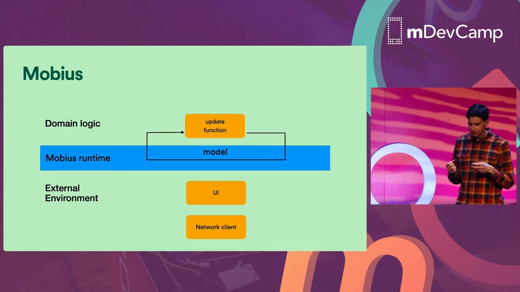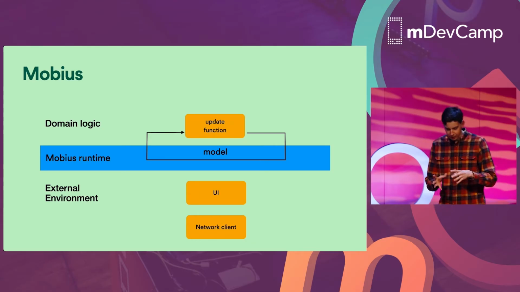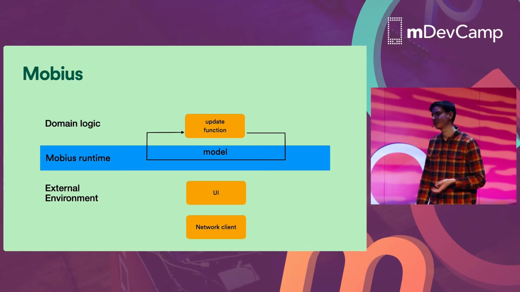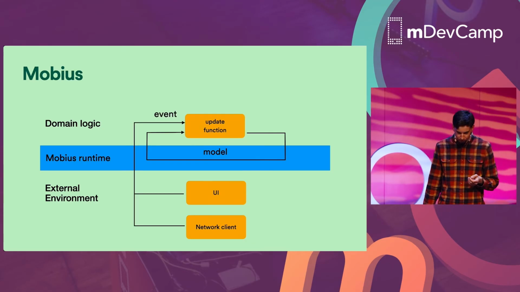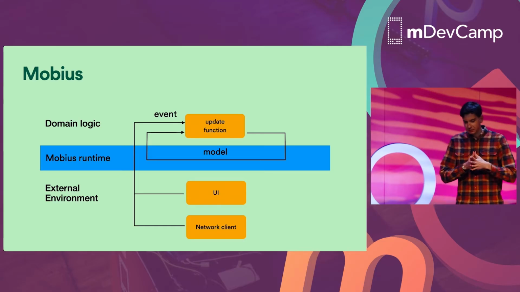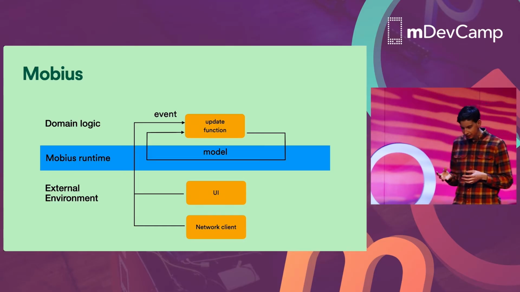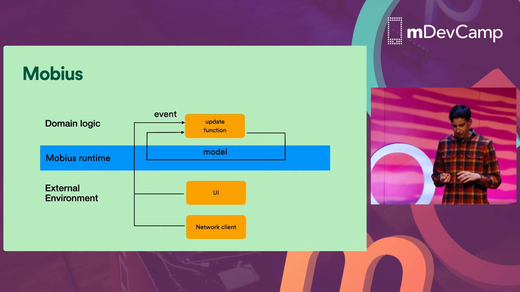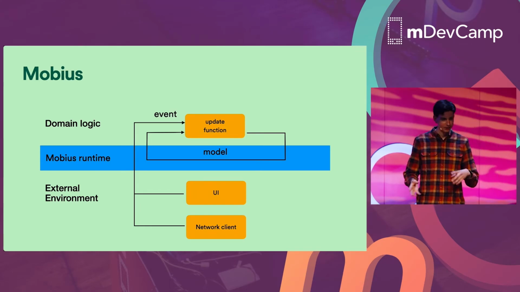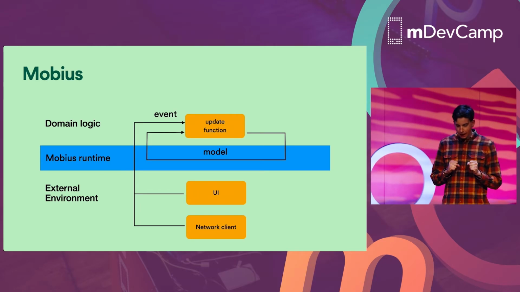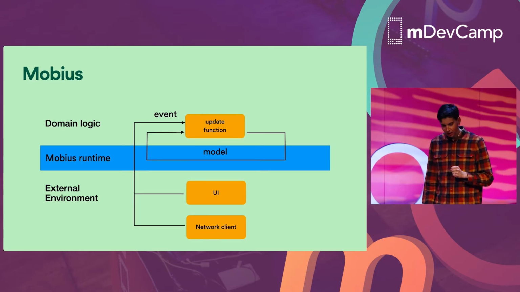There are several ways we can now interact with Mobius from this environment. The parts of the environment can dispatch an event. An event is a value type, represented as an enum or a data class in Kotlin. And when an event is dispatched, it triggers the update function to run and modify the model if needed.